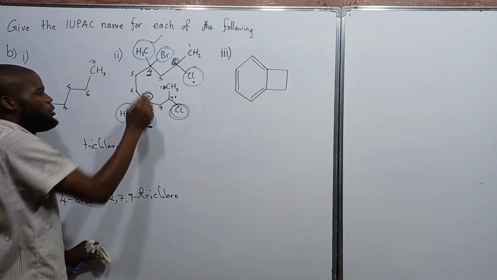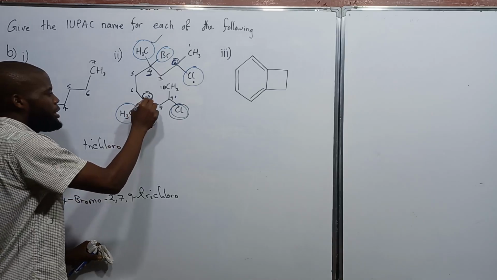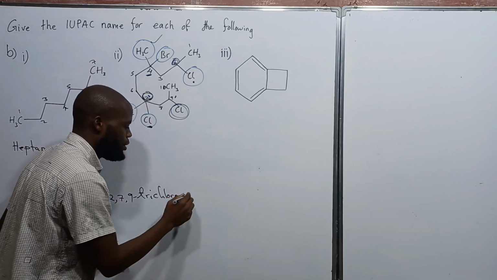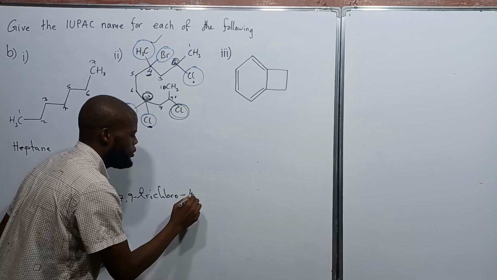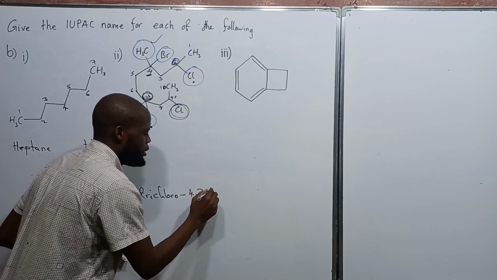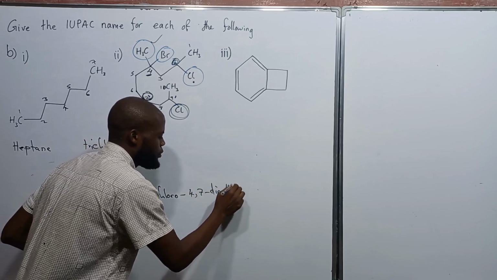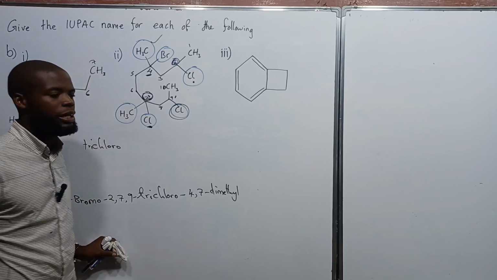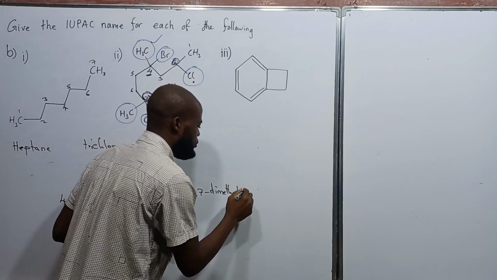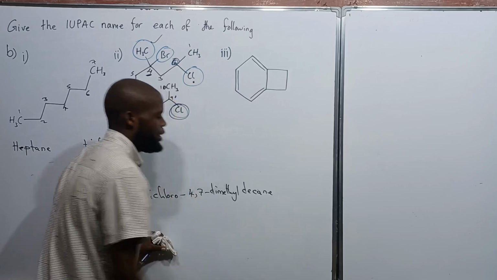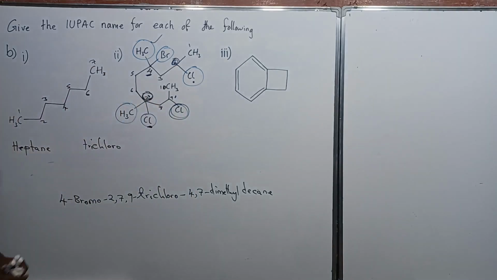At carbon number 4, we have a methyl. At carbon number 7, we still have a methyl. So in total, you have 2 methyls. Therefore, it becomes 4, 7. Since we have 2 methyls, it becomes dimethyl. Now you bring in the parent chain. The parent name we had already established becomes decane. So there you have the name for this compound number 2.